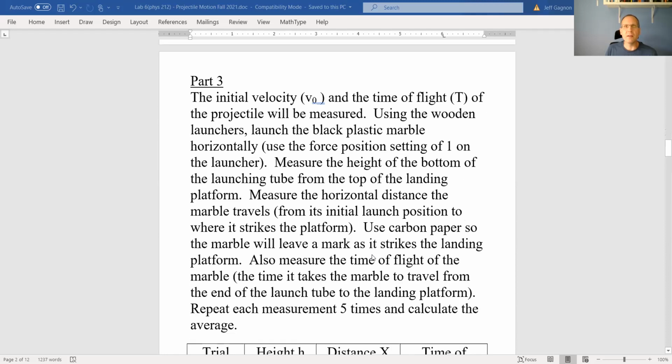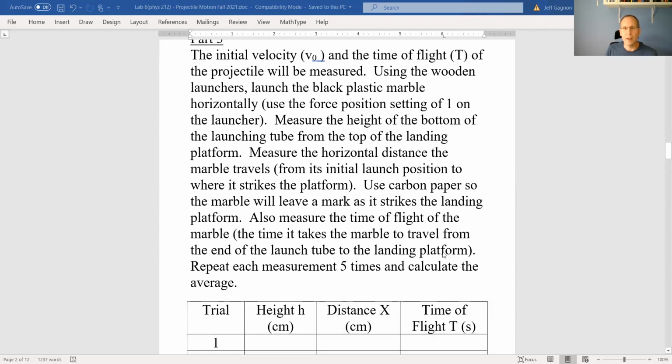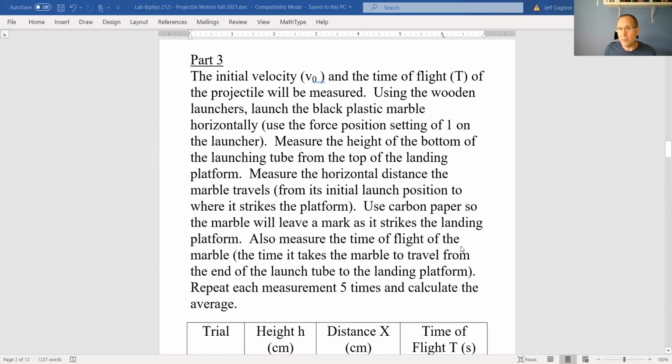Then we get into the wooden launcher. Again, the first part of the lab is the black marble launched horizontally. To get an idea of how the data was collected, I did create a couple of short videos, right? One where the ball is launched horizontally, and you want to make sure you watch those videos. And then the other one where it's launched at an angle onto the landing platform. But this part is where it's launched horizontally.